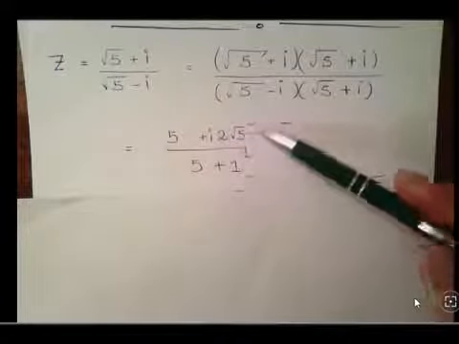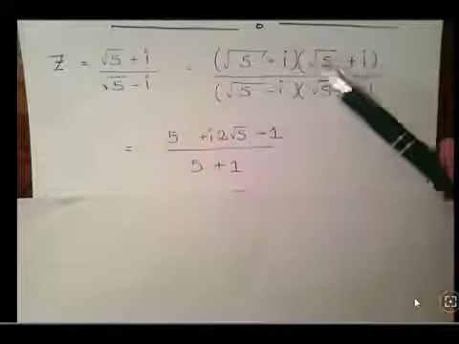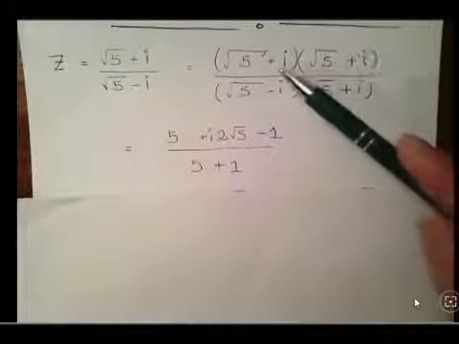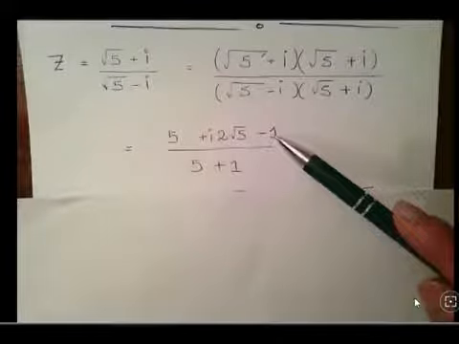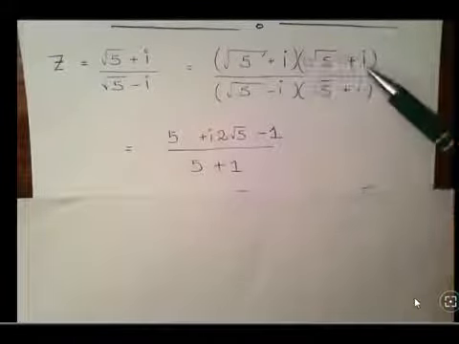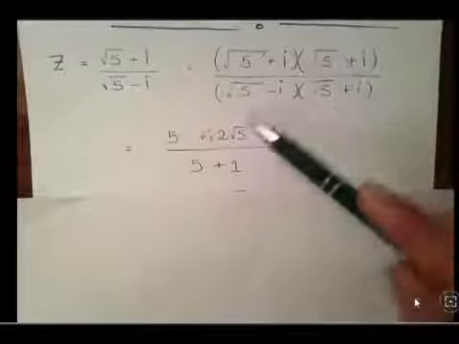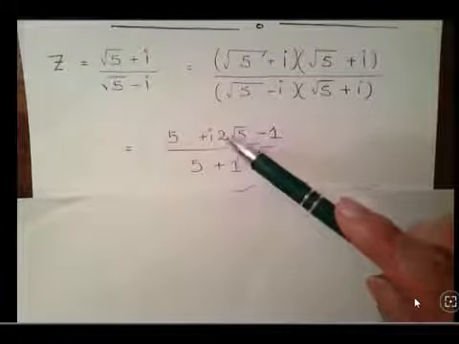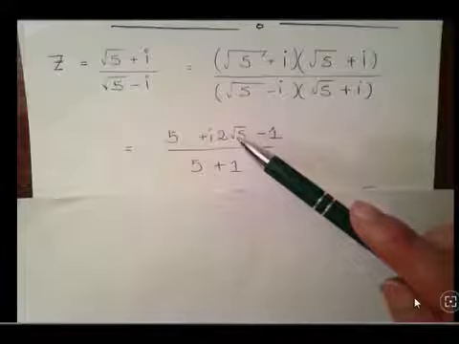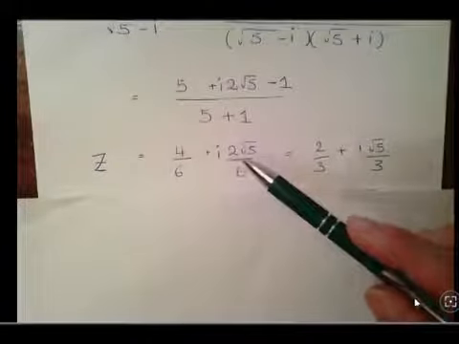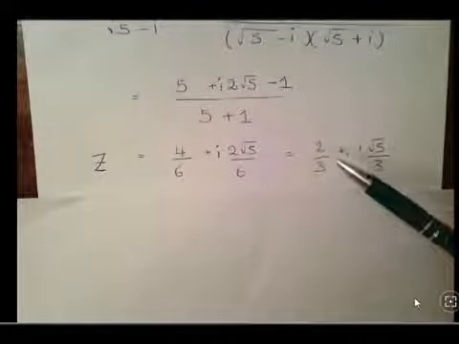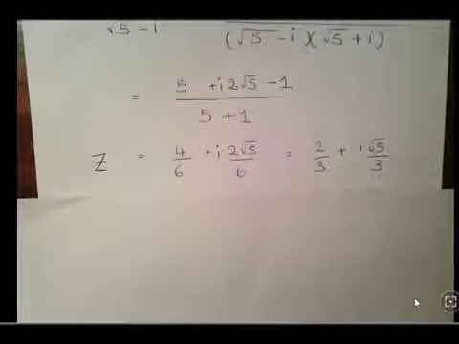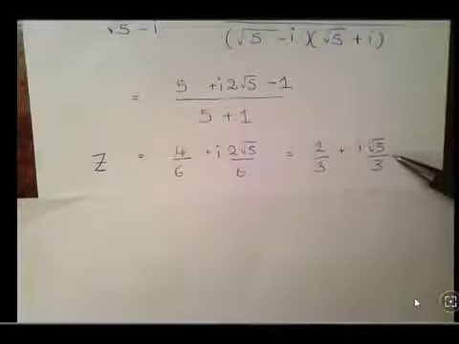When we multiply out the top, square root of 5 times square root of 5 gives us 5. Plus i times plus i gives plus i squared, which is minus 1. Then we have square root of 5 times i, twice, so 2i times the square root of 5. Simplifying, we get 4 over 6 plus i times 2 square root of 5 over 6, or more simply 2/3 plus i times square root of 5 over 3. That's as much as we can simplify.